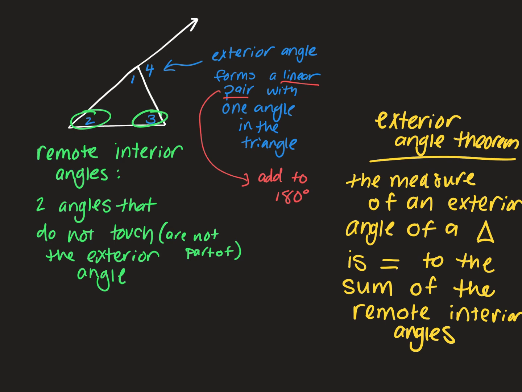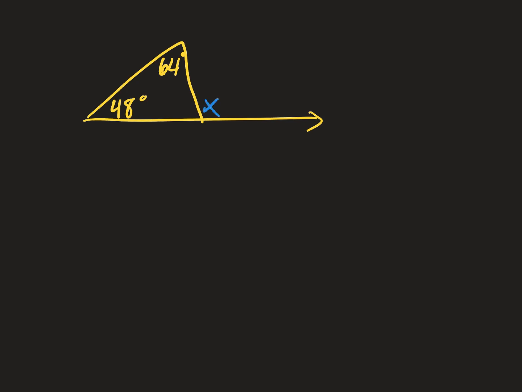So let's do an example of this really quickly. Let's say I have a triangle with an exterior angle. Let's say that this angle is 64 and this one is 48. So we need to find this angle. How would we do that? 64 plus 48. Yep. So again, the exterior angle is equal to the sum of the remote interior angles.